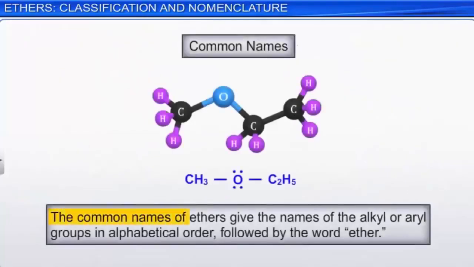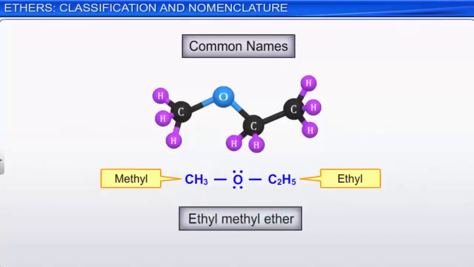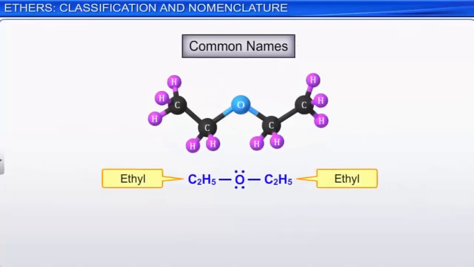The common names of ethers give the names of the alkyl or aryl groups in alphabetical order, followed by the word ether. For example, the common name of the ether shown here is ethyl-methyl ether. If the ether is symmetrical, use the prefix di plus the name of the alkyl group, and add the word ether at the end. The ether shown here has the common name diethyl ether.